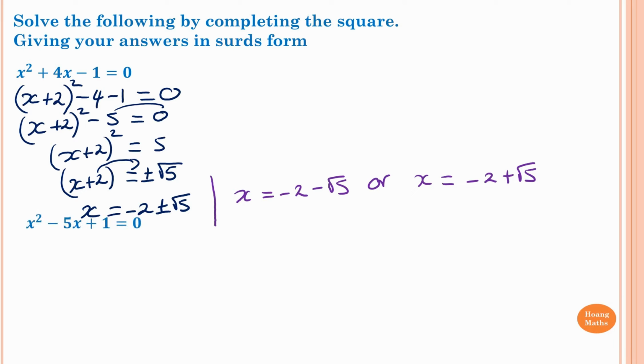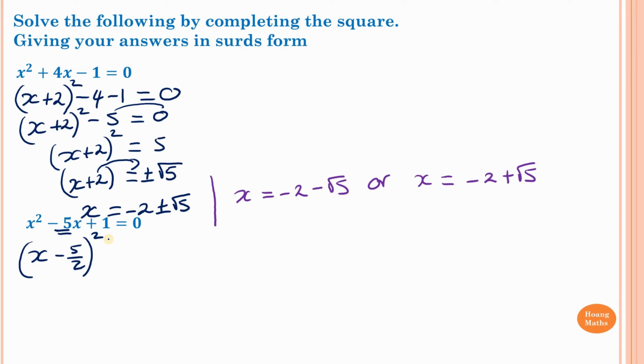Next one. So x squared minus 5x plus 1 is equal to 0. So step number 1, of course, I need to halve the coefficient of x. So half of negative 5 is negative 2.5. But we don't write it like that. We write in fractions, so it's easier. So (x minus 5 over 2) and all squared.